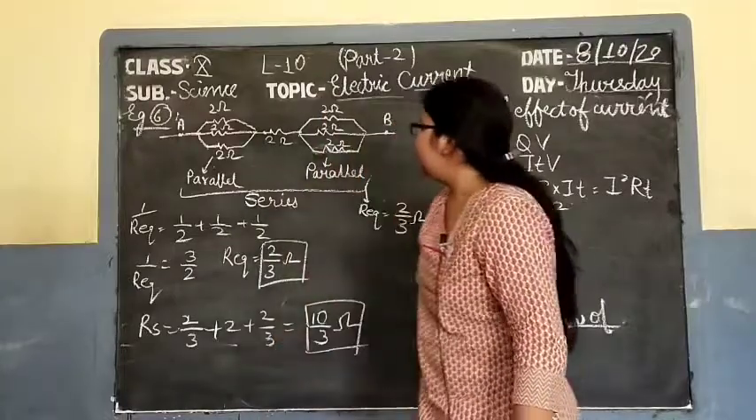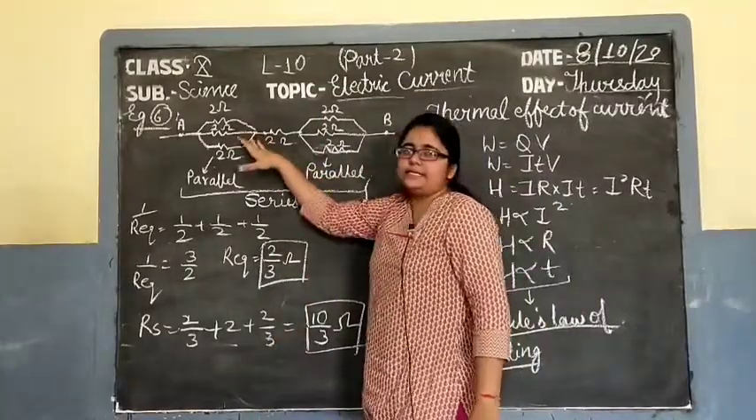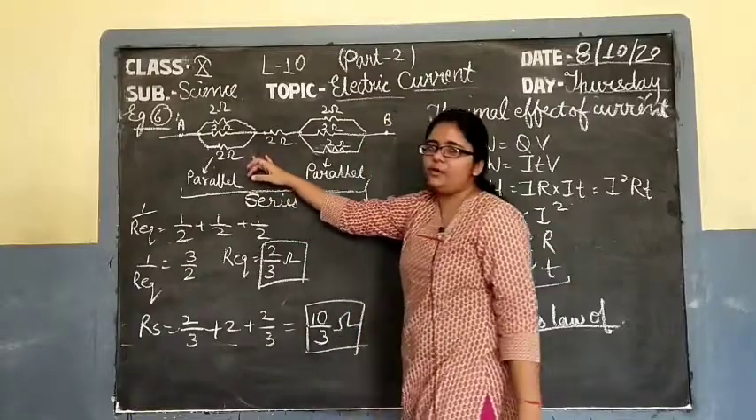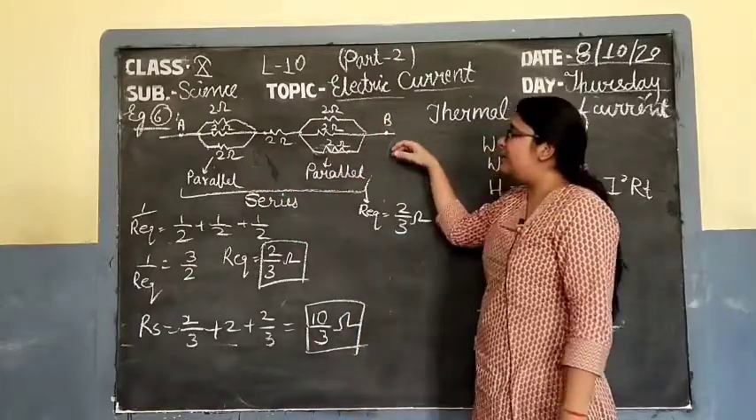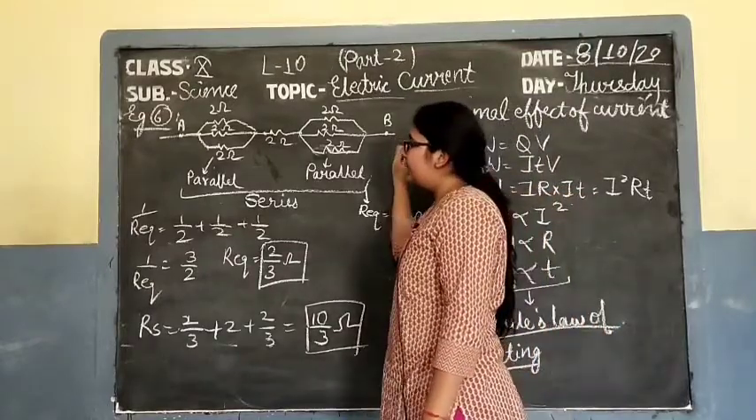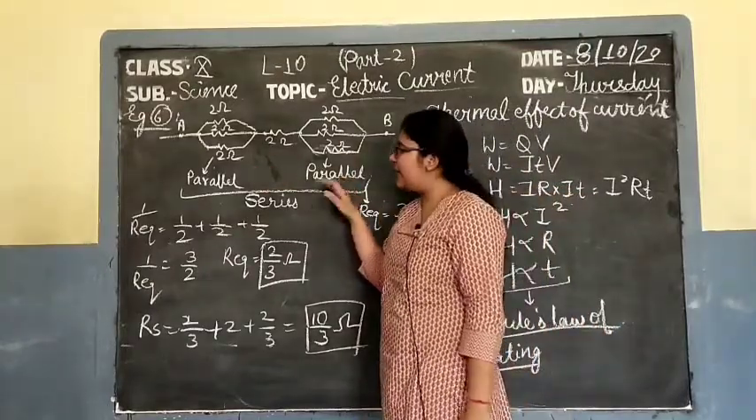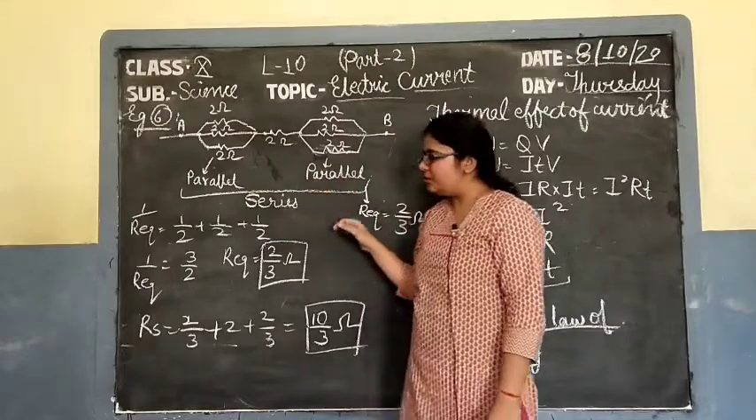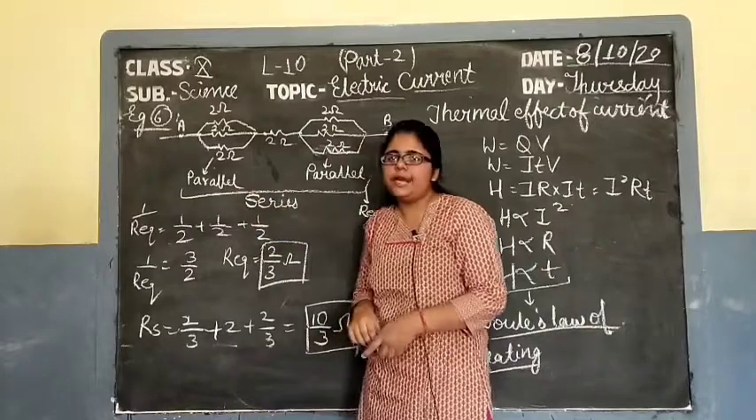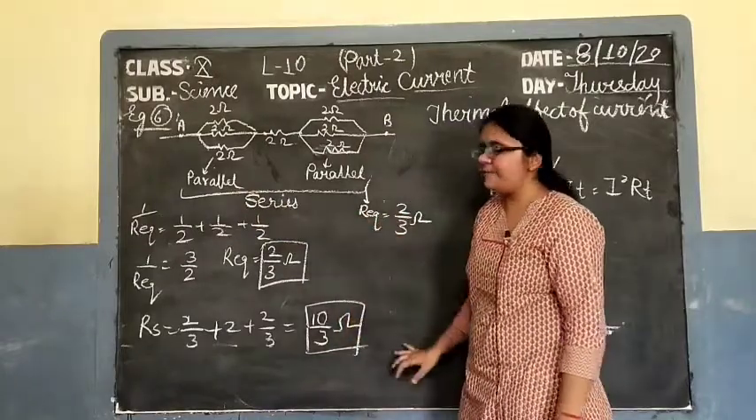So in the circuit, first of all, three resistances of equal value 2 ohm are connected in a parallel combination, and the second one again has three connected in a parallel combination, and then both parallel combinations are in series with 2 ohm. So first of all you will have to calculate the values of the parallel combinations and then the overall series combination.